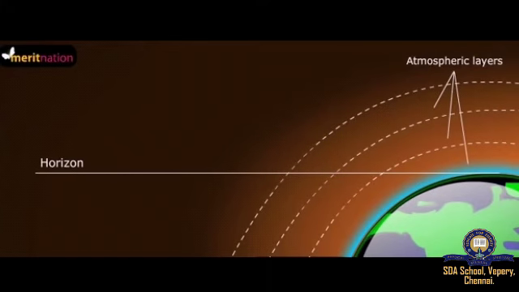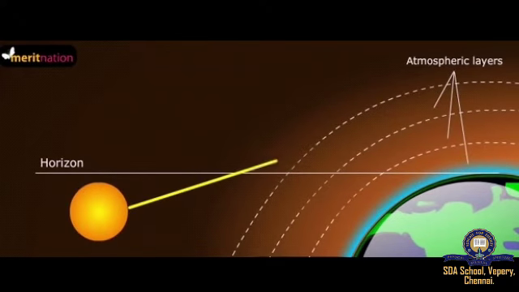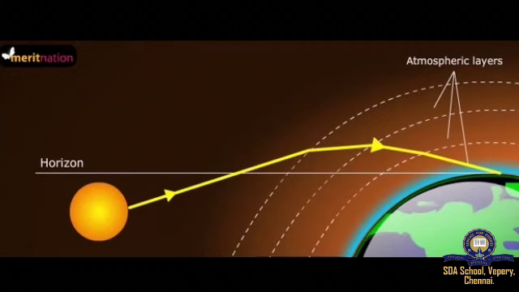So what happens is, just before sunrise, before the sun reaches the horizon, the sunlight enters obliquely into the atmosphere. It gets refracted through the atmospheric layers. Now this refraction causes the light rays to bend, so the sunlight actually reaches the Earth's surface in a curved path.